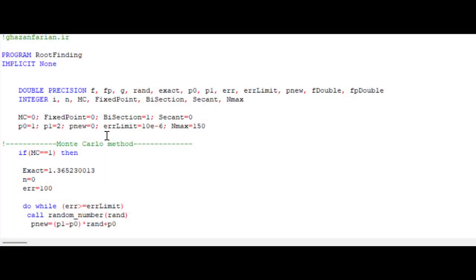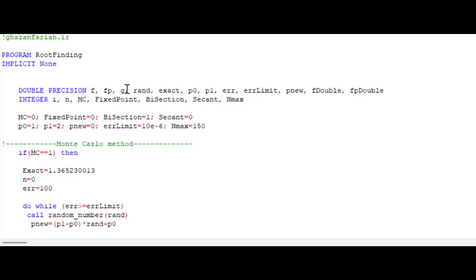This is the Fortran code, which works based on different algorithms to find the roots of functions. Here we have the definition of parameters. F is the function. You have to find the roots or the zeros of this function. Fp is the derivative of the given function f. This derivative is used in the Newton-Raphson method.